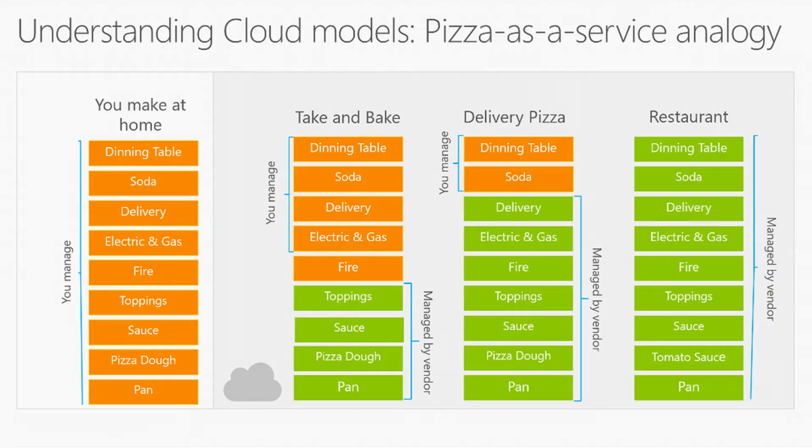In the second model, we call the take and bake model. This is where a vendor has put the pizza together for you, whereas you bring it home, cook it, and eat it. The third is delivery pizza, where the vendor makes the pizza for you, cooks it, and delivers it to you to your home to eat. The fourth is a restaurant, where everything is done for you. These are very similar to our cloud models.